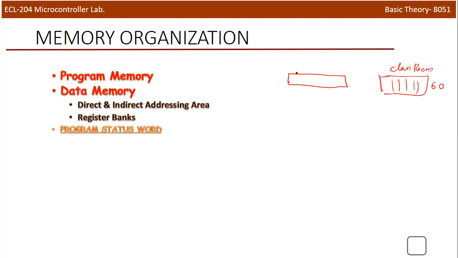Similarly, in the case of a memory, it can hold binary data, meaning binary values 1 or 0. In the case of 8051, the memory location capacity is 8 bit, meaning it can hold an 8-bit value in a particular memory location. A classroom can hold 60 students; similarly, a memory location can hold 8 bits, or we can call it 1 byte.